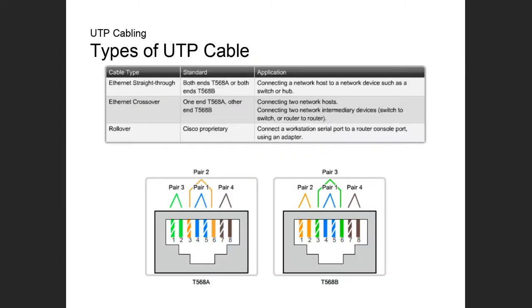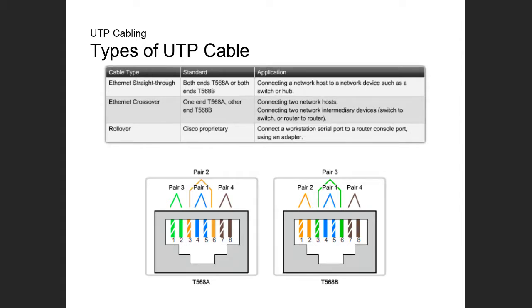So cable types. Our lab is on Ethernet crossover, rather the lab that we'll do on Wednesday. I've posted a Packet Tracer in the recorded presentations of how to do this in Packet Tracer using the crossover cable. Normally, with Ethernet straight-through cables, this is the case where pin one of one connector goes to pin one of the other connector.